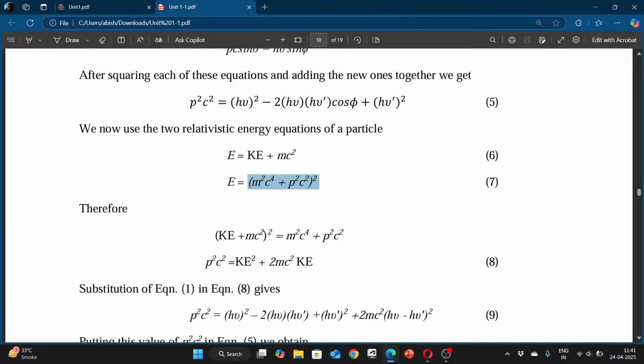तो इधर एच म्यू स्क्वायर कट गया, एच म्यू स्क्वायर कट गया। अब क्या है ना, दो दो भी कट गया सब जगह से। अब क्या, एम सी स्क्वायर into h mu minus h mu dash the whole square is equal to h mu into h mu dash minus h mu into h mu dash cos phi.